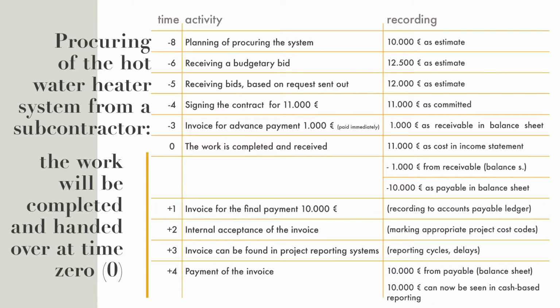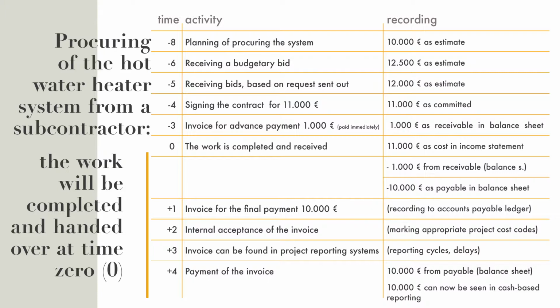At the point of time minus 4 months, we are signing the contract with a certain contractor that we selected, and the contract price is 11,000 euros. So we are recording 11,000 as committed cost, which is also in our procurement system. So this is what we are committed to. We cannot get out of paying that and of receiving that delivery.